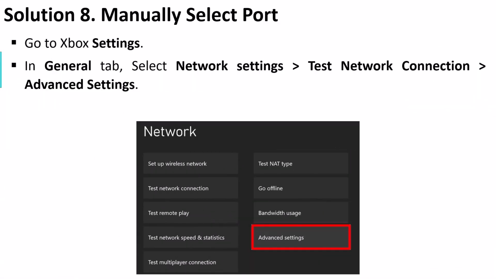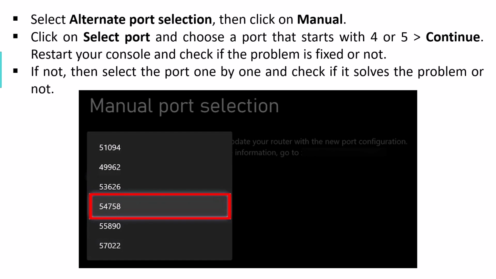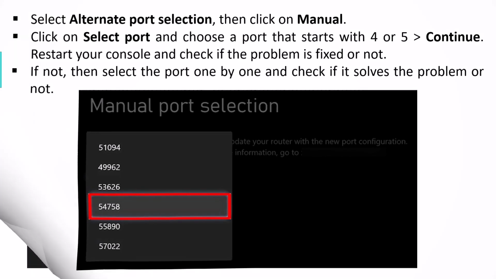Solution 8 is to manually select port. So go to Xbox settings, in the general tab select network settings, test network connection, advanced settings. Select alternate port selection and then click on manual. Click on select port and choose a port that starts with 4 or 5, continue. Now restart your console and check if the problem is fixed or not. If not, then select the ports one by one and check which one works for you.